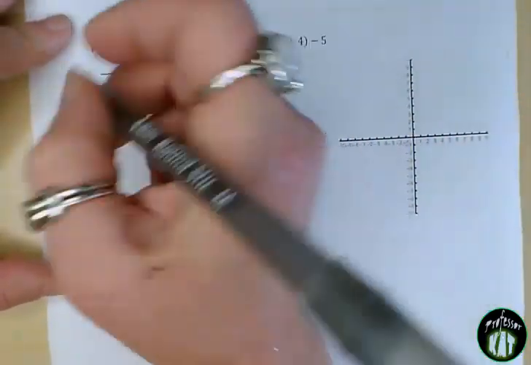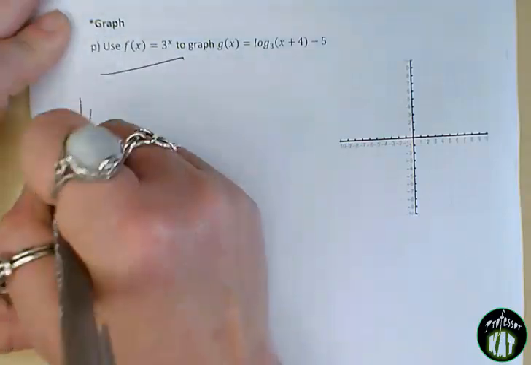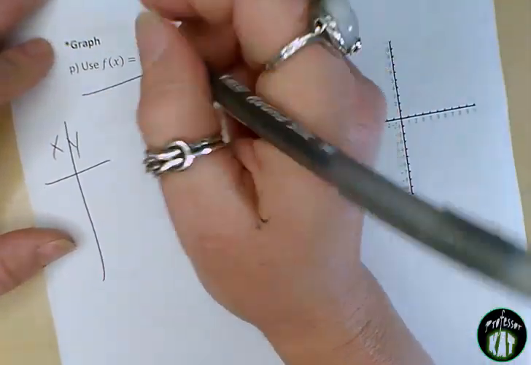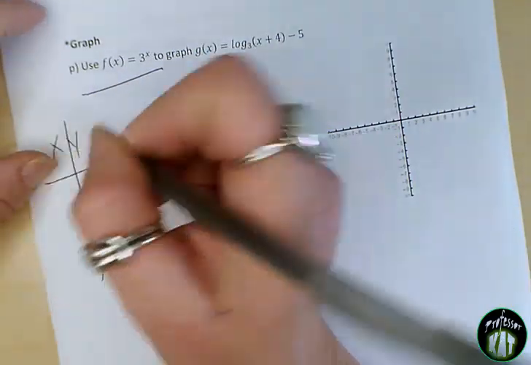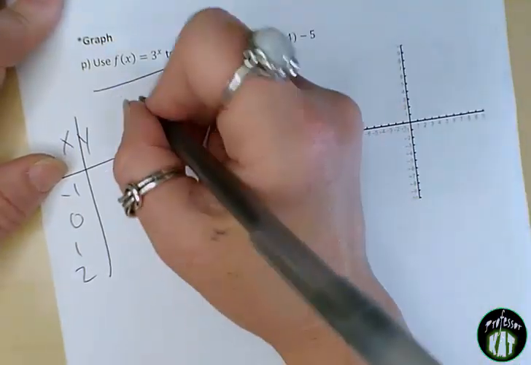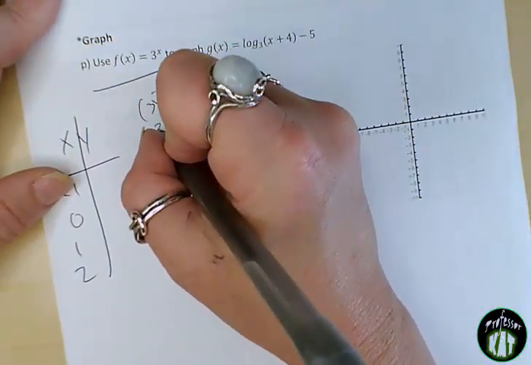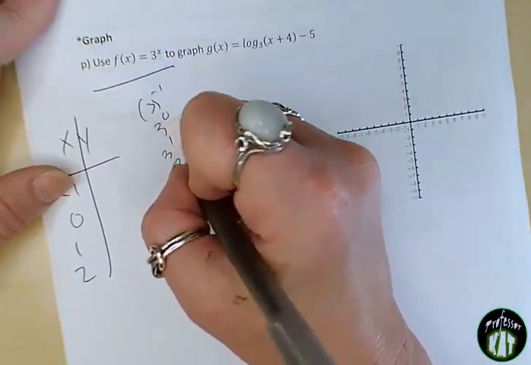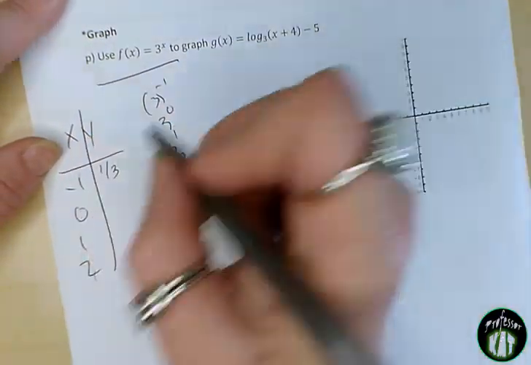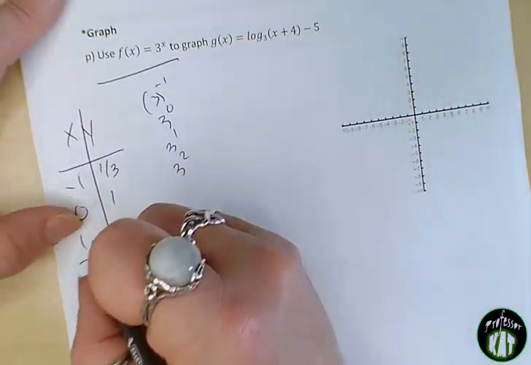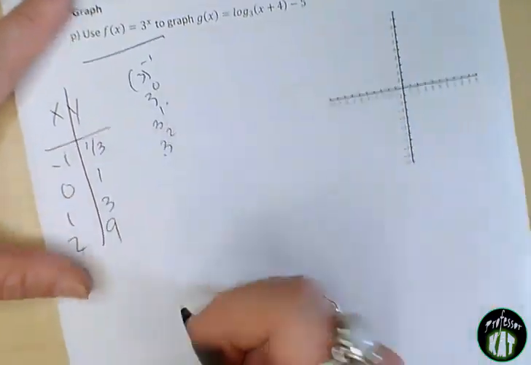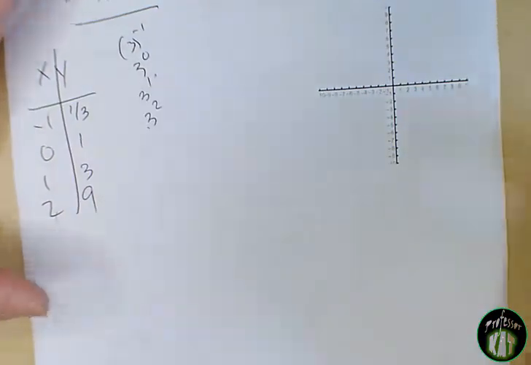So graph 3 to the x, or at least get points of 3 to the x. It says use this graph. So I'm going to plug in values for 3 to the x. Let's say I plug in negative 1, 0, 1, and 2. That's 3 to the negative 1, 3 to the 0, 3 to the first, 3 squared. 3 to the negative 1 is 1/3. 3 to the 0 is 1. 3 to the first is 3. And 3 squared is 9.